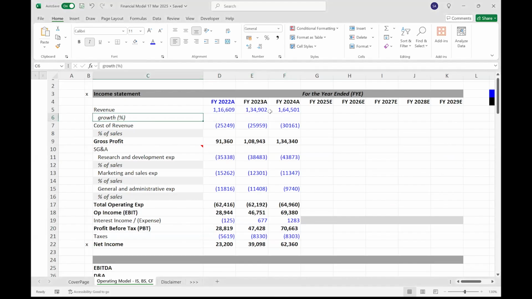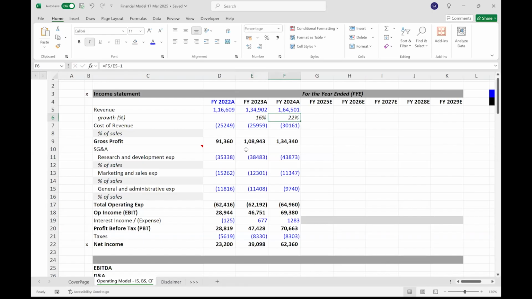in revenue in the last 3 years. So how will you do it? It is equal to current year divided by previous year minus 1. If you use this formula, you will get the growth between 22 and 23. And if you drag this with Control R, then you will get the growth between 23 and 24. What is your revenue growth? So this is how you'll do it.